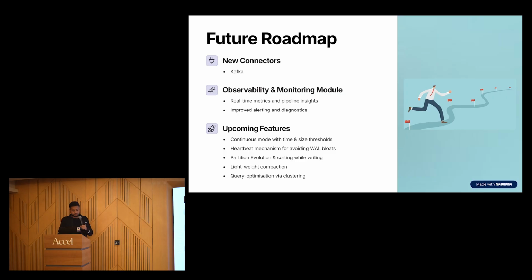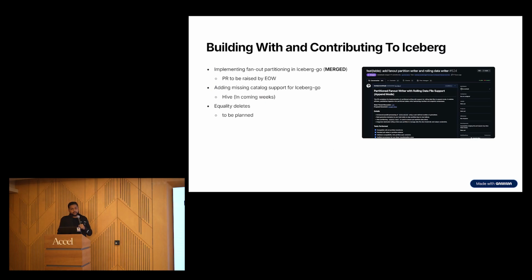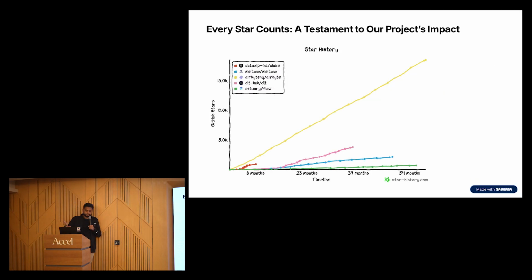We are fully focused on Iceberg and getting Iceberg optimized, right? It's not just that we are contributing to our own open source project, we are also contributing back to Iceberg. Recently one of the team members contributed a partitioning PR into Iceberg Go. If you don't know, Iceberg has multiple flavors: Iceberg Java, Iceberg Go, and other flavors. So we have added this big feature of partitioned writes into Iceberg Go, and we are trying to contribute a couple of other features in the future, which are missing catalog support and equality deletes, into Iceberg Go.